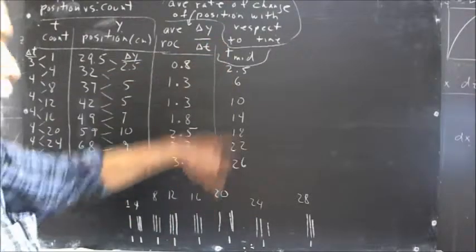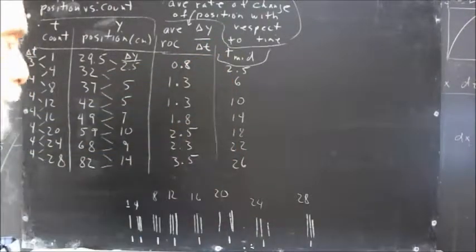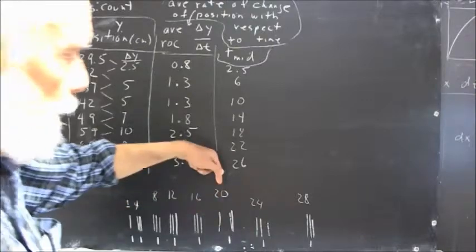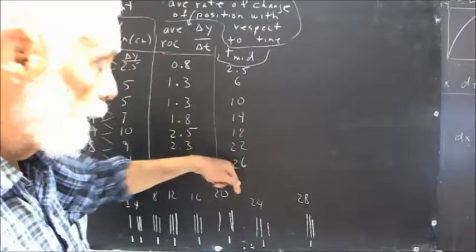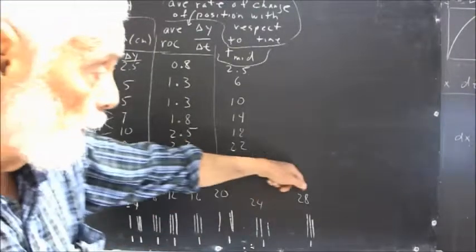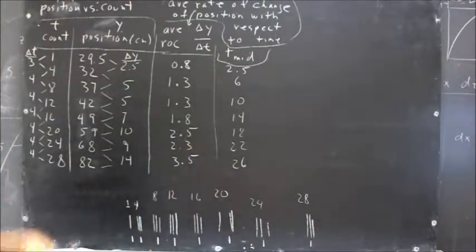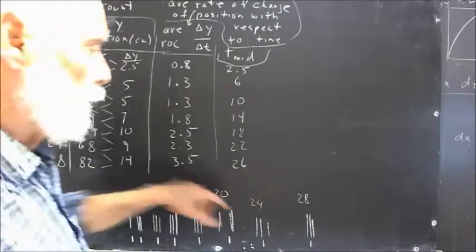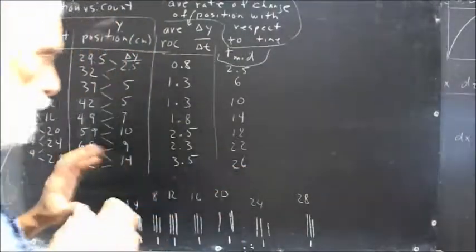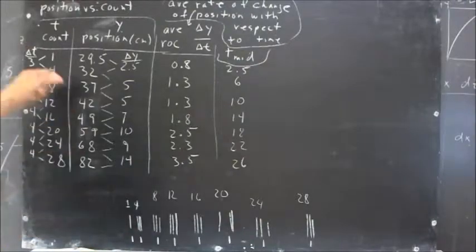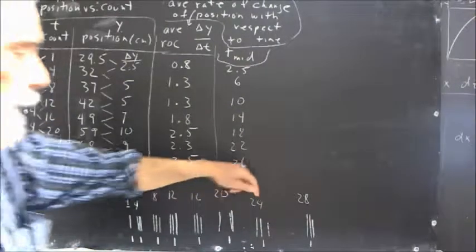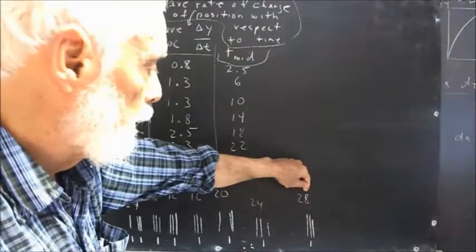Okay, I've done that. I've got these midpoint times. You can check them with yours. For example, the midpoint between 20 and 24 is 22. Midpoint between 24 and 28 is 26. Now this velocity, we don't know that it occurred right at the midpoint of the times, but that's much more accurate than using either the beginning time, say 24, or the ending time 28.